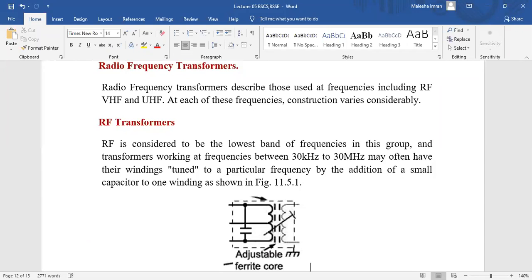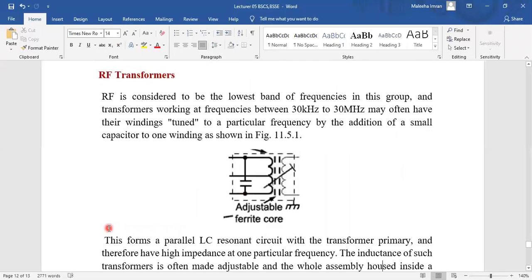Here we see that this is the RF transformer, and here the capacitor is connected, and this is a ferrite core. This forms a parallel LC resonant circuit with the transformer primary, and therefore has high impedance at one particular frequency.